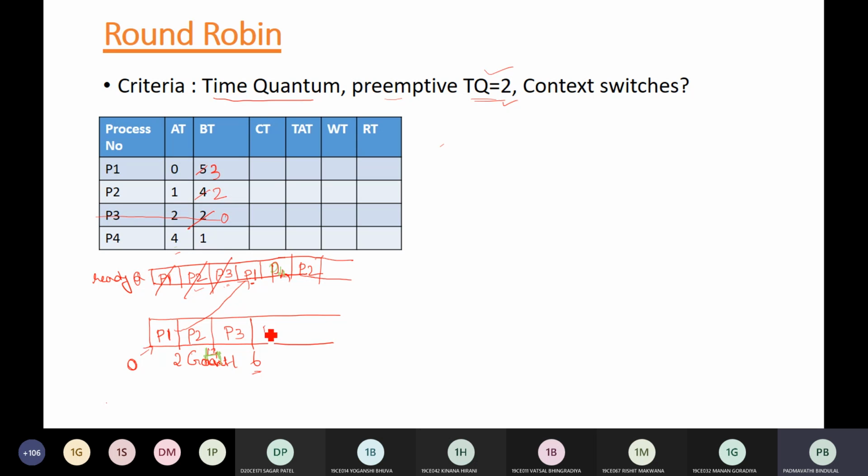P1. P1 again you have to execute only for 2 seconds. Okay, so 6 plus 2, that will be 8. So you are executing for 2 seconds, so remaining time will be 1. Okay, again push it back to your ready queue. At the 8th instant, do you have any new process? No, you don't have. So you have to push this back into the ready queue. So you are removing this and then you are pushing the remaining part here.